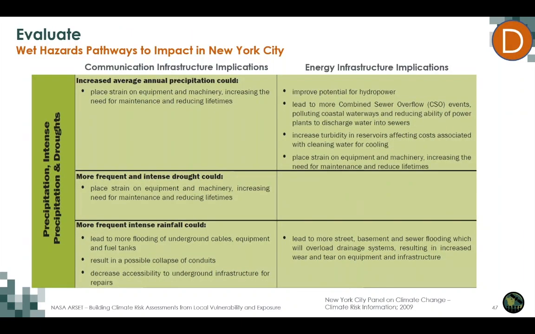One thing that's very useful in evaluating the types of risks and hazards that are important is to create tables or maps that connect specific climate factors to specific assets that are at risk. Here's an example of wet hazards and their pathways to impact in New York City. So you can see on the left here, these are factors related to precipitation, intense precipitation like heavy rainfall, and drought conditions. And we've categorized that as part of this New York City Panel on Climate Change. We looked at how this related to communication infrastructure in the left column and the energy infrastructure in the right column. And I won't go through each of the details, but this type of storyline that helps you understand the direct pathway by which these climate conditions lead to impacts really helps you understand the type of information that needs to be provided and the type of responses that might be applicable.